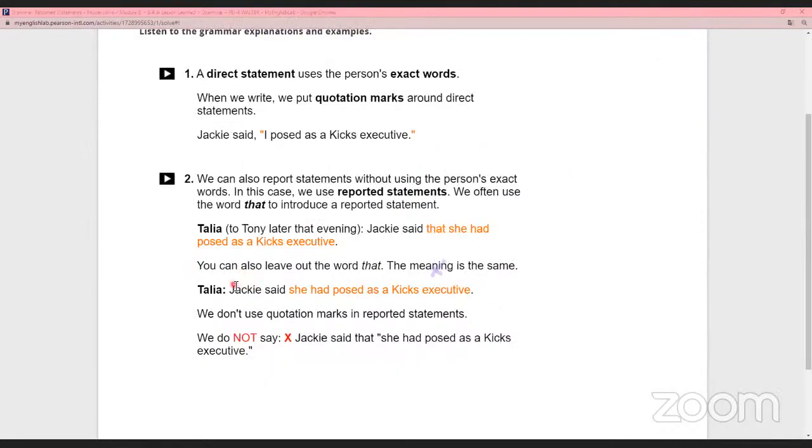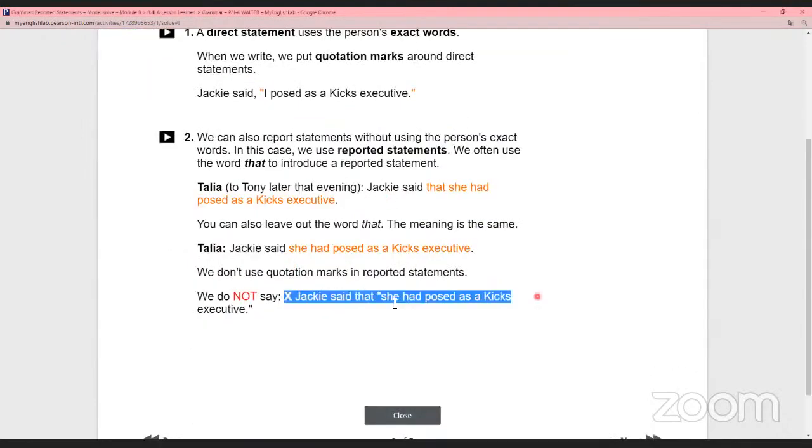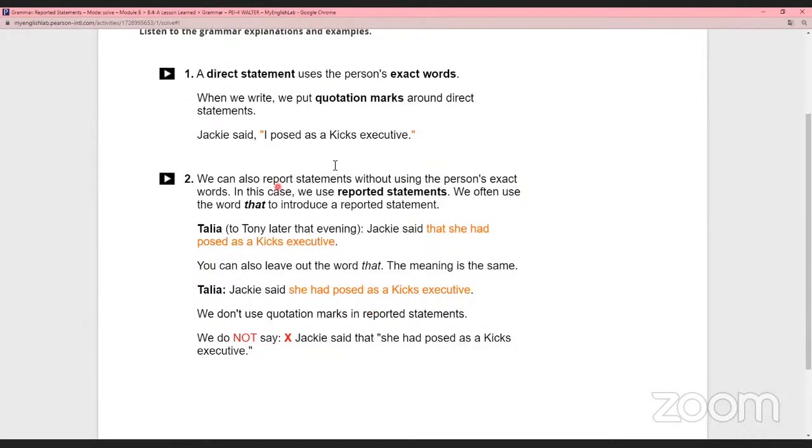So it could be something like: Jackie said she had posed as kids executive. Something important: as this is a reported statement, and I'm not using the person's exact words, it's unnecessary to use quotation marks, right? Jackie said that she had posed as kids executive. This is incorrect if I'm going to use the person's exact words, because then I'm going to use quotation marks, since I don't change anything inside the direct statement.